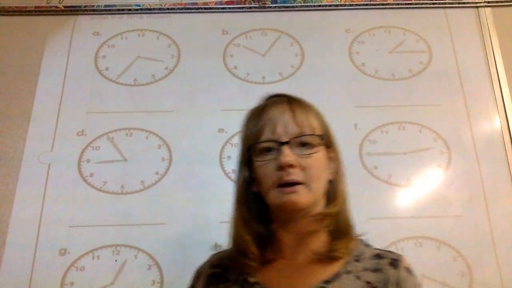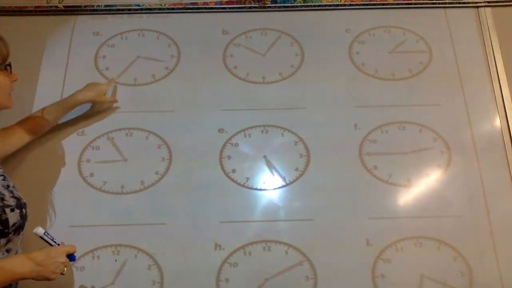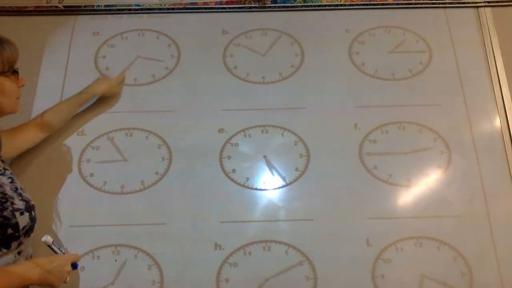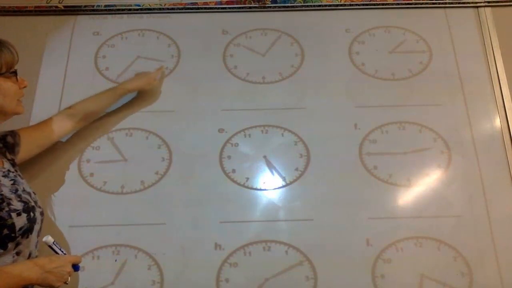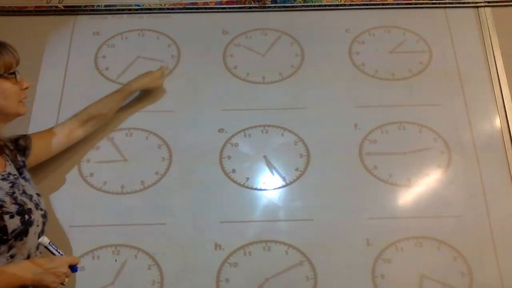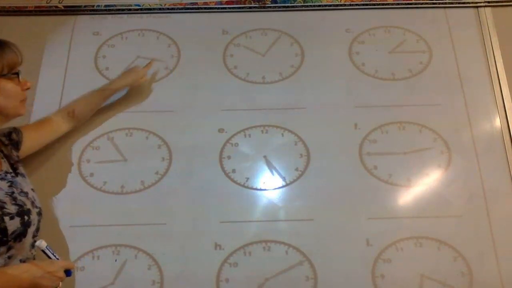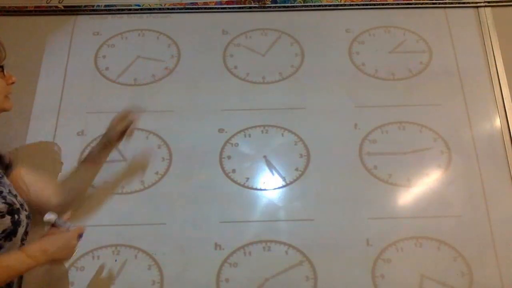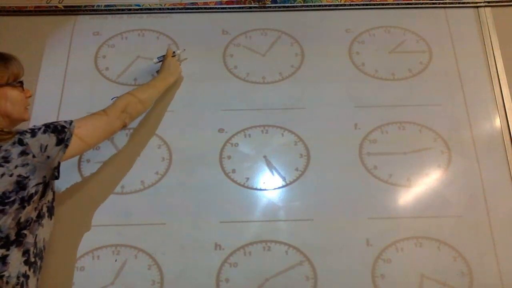So take out your worksheet, and we're going to look at A on the board. When you look at A on the board, you are seeing that this minute hand is past the 30. So even though the hour hand is halfway between the 3 and the 4, you're going to have to go back to get the right number because it's still in the 3s. It's not quite to 4 yet. So for the hour, we write 3, even though it's between 3 and 4.